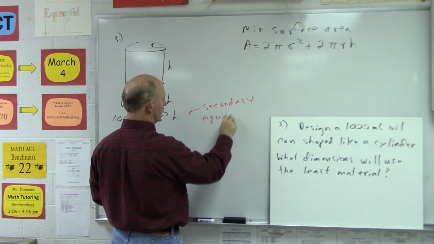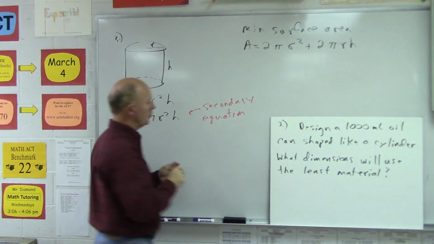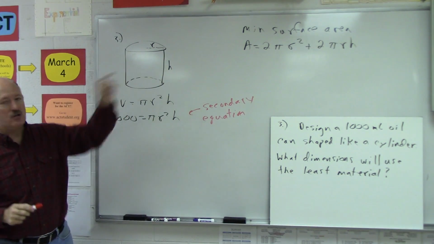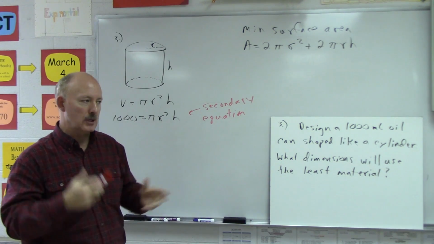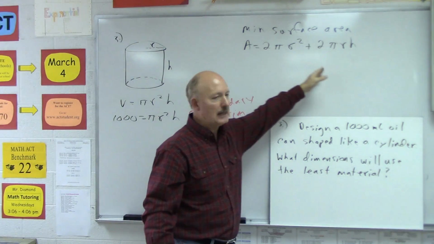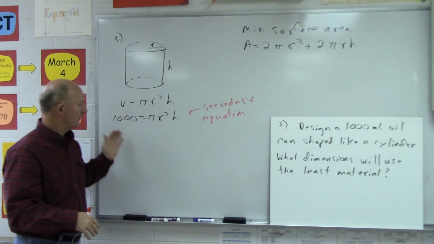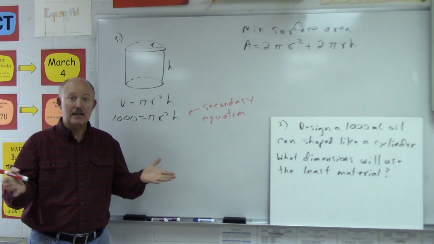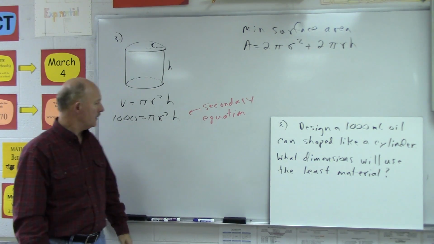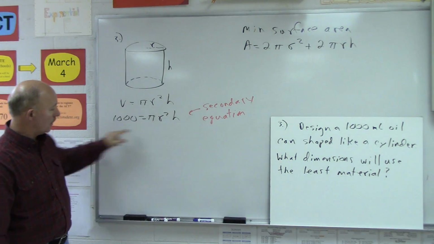So we're going to use our secondary equation to eliminate h out of our primary equation. If you have two different variables like this, if you have a constraint, this is our secondary equation, or sometimes called the constraint equation. So let's take our volume formula now.